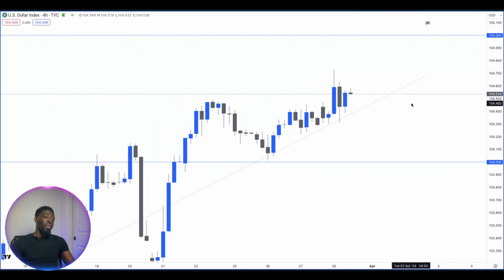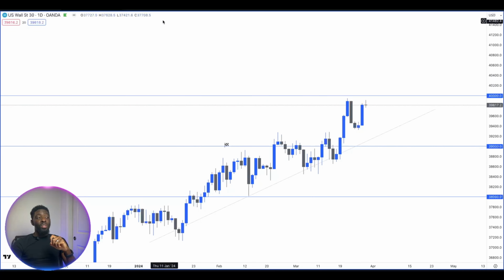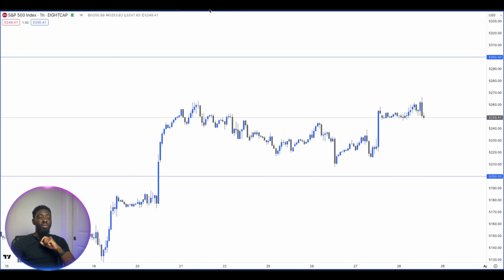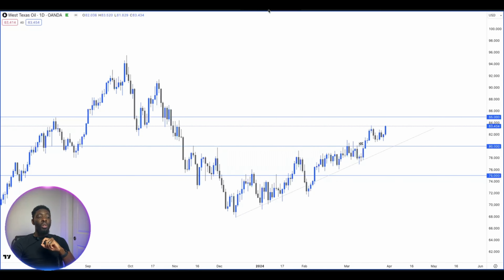So with this bullish bias on the DXY, I'm going to use this information and move down to other pairs like US30, S&P500 and oil. And I'll show you something that's building up on, say, US30, S&P500 and oil. This is very important because these pairs, you can use them as correlating pairs.